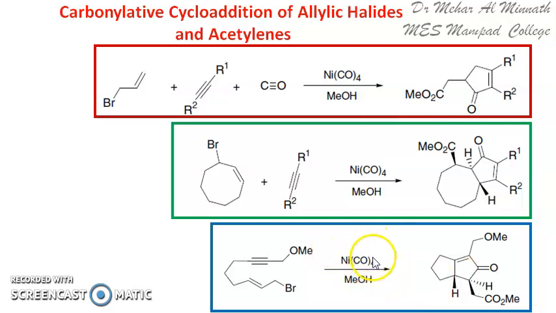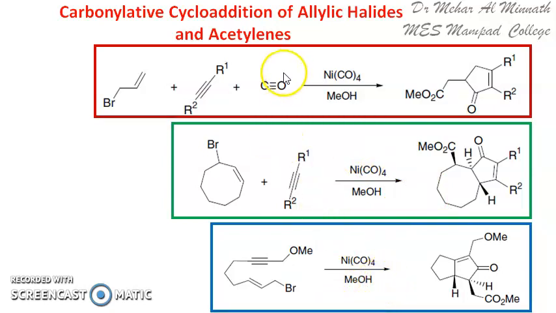Nowadays we do not carry out the reaction in the presence of nickel tetracarbonyl. Instead, we can use Ni(COD)2, the nickel cyclooctadiene complex. Another disadvantage of this reaction is that we get a mixture of products, and also a lot of byproducts are formed. So to overcome these, we go for Ni(COD)2.